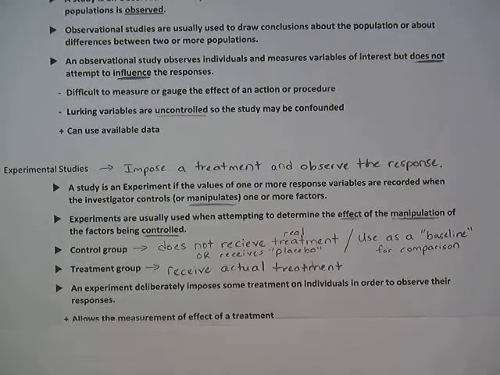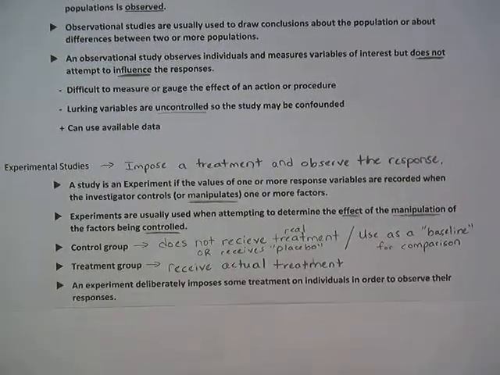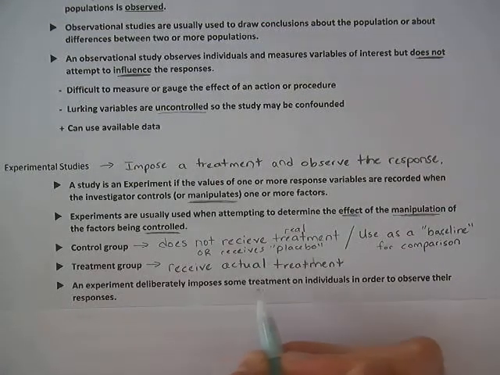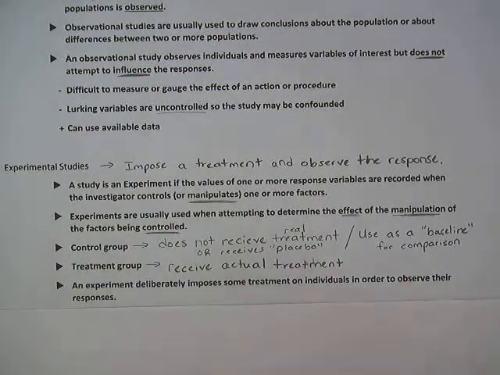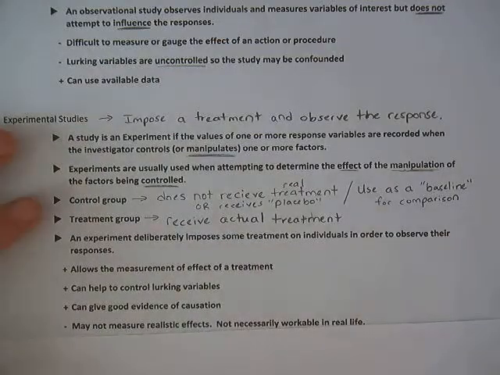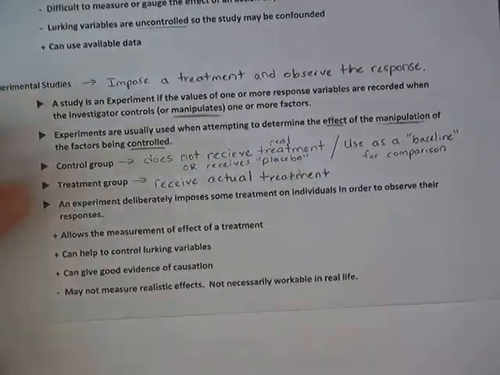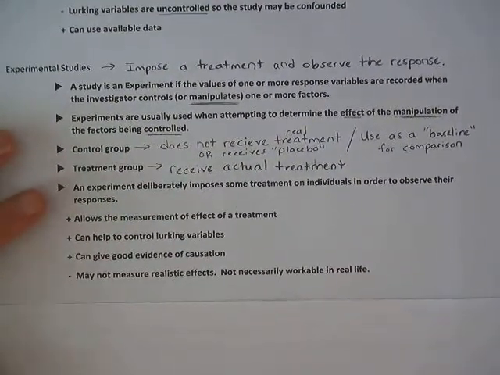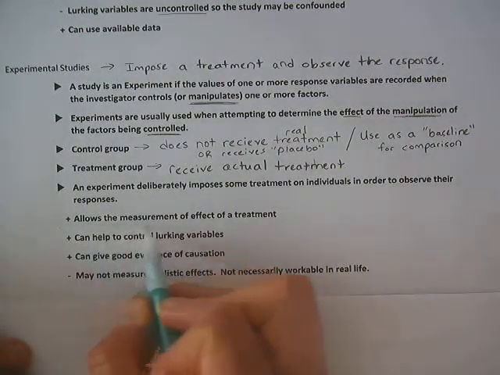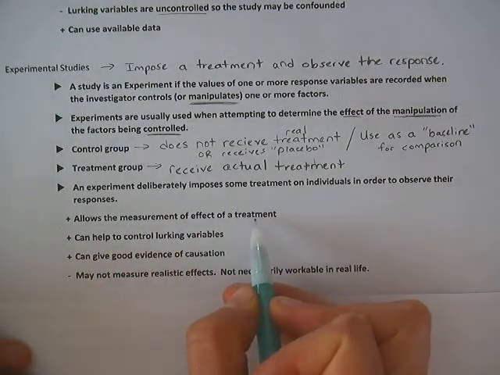All right, so let's talk about something else with an experiment. It says an experiment deliberately imposes some treatment on the individuals in order to observe the responses. So we just talked about that. So let's talk about some positives and negatives with experiments. So with an experiment, it has a lot of positives. It'll actually allow the measurement of an effect of a treatment.